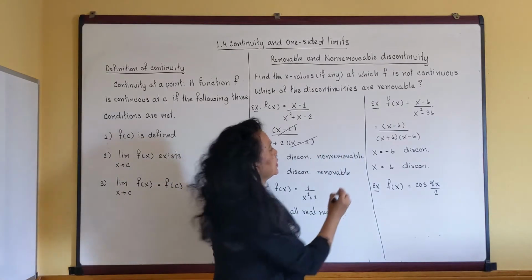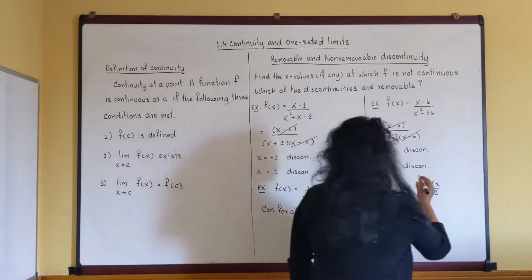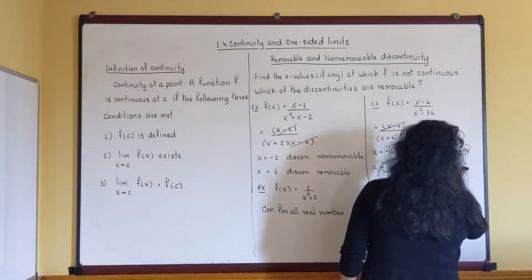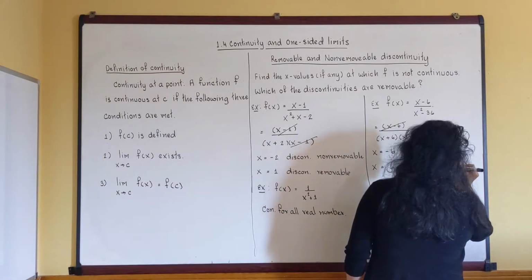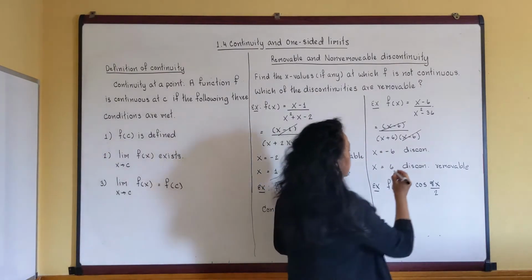However, I can reduce this. So x equals 6 is removable. And I can't really cancel this, so this is non-removable.